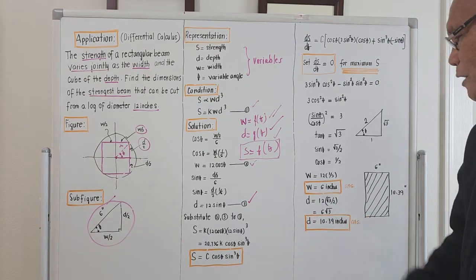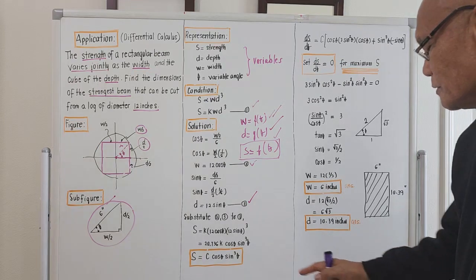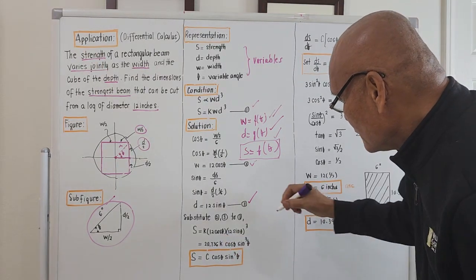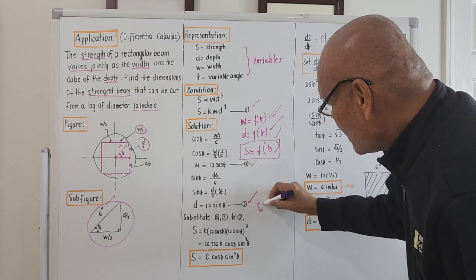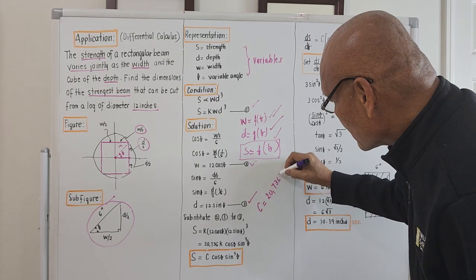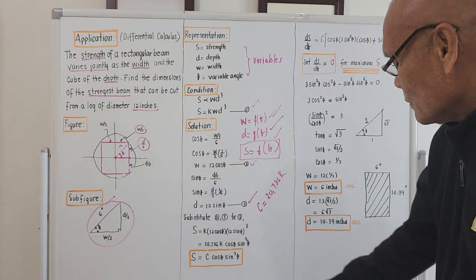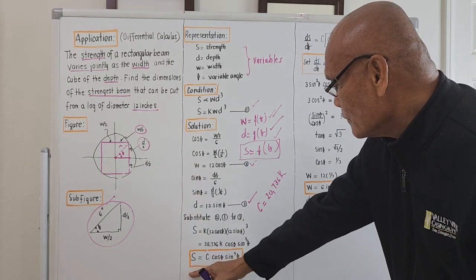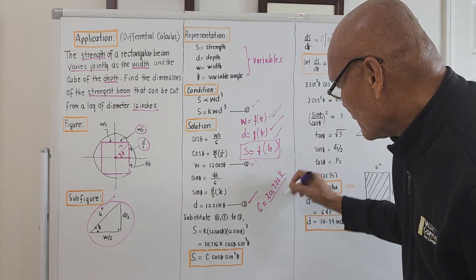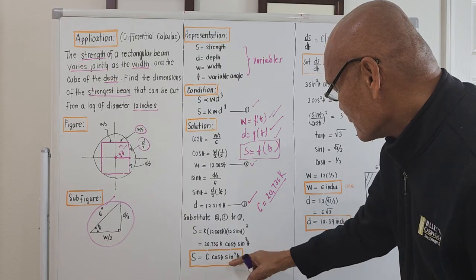And to simplify calculation, for the meantime we do not need this K here. So we will let C be equal to 20,736 K. So the strength of the beam now will be capital C, which is this, times cosine of theta, sine cube of theta.